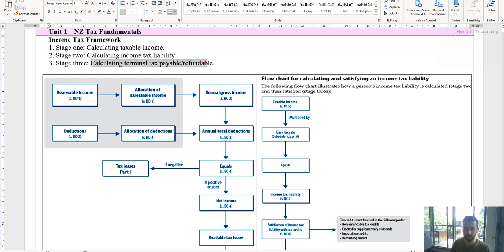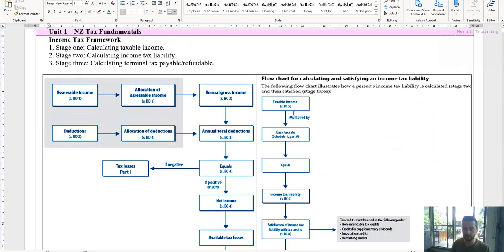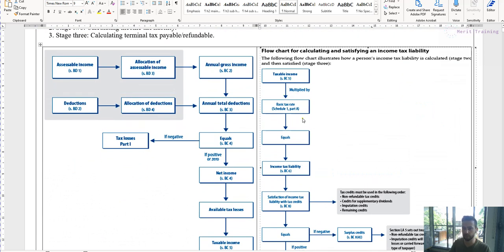So calculating the income tax liability is the next step, and of course the starting point is this taxable income where we got to over here. So to calculate your tax payable or your tax liability, you basically apply your basic tax rate against your taxable income.